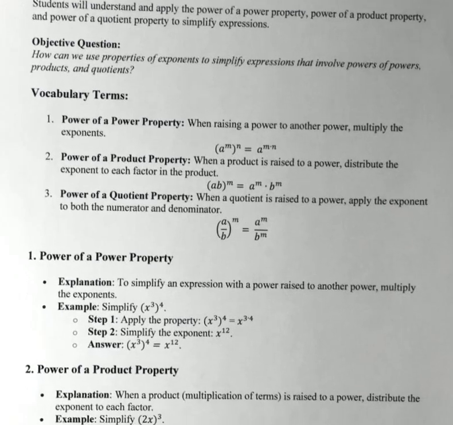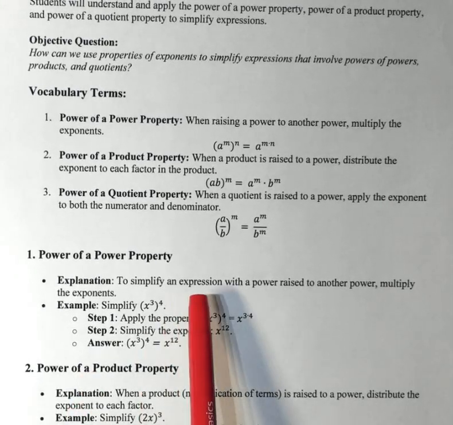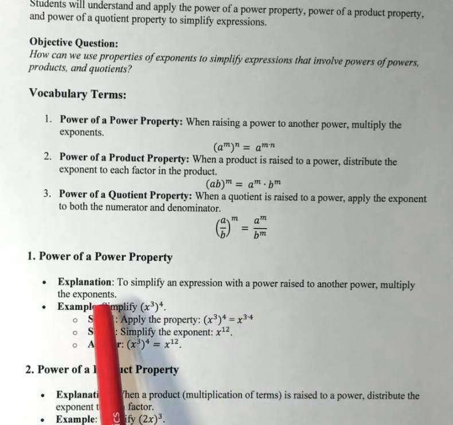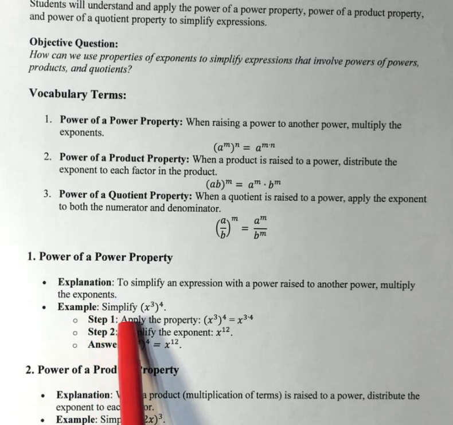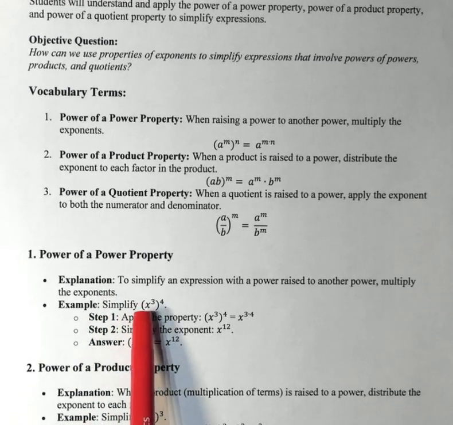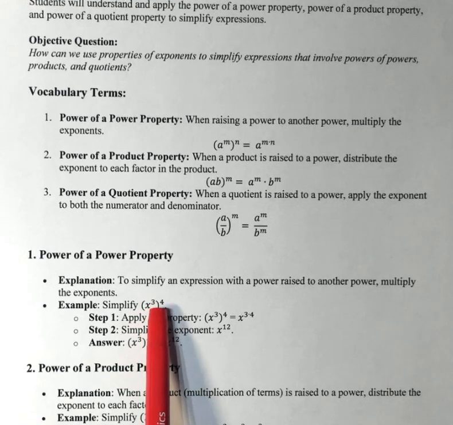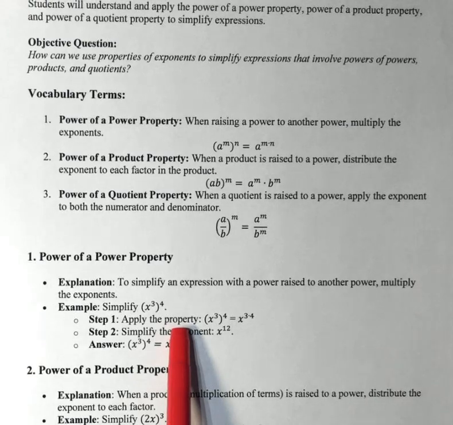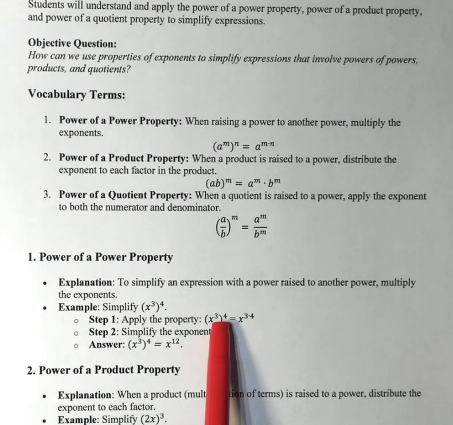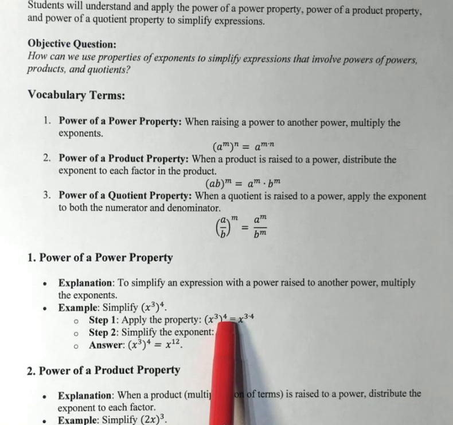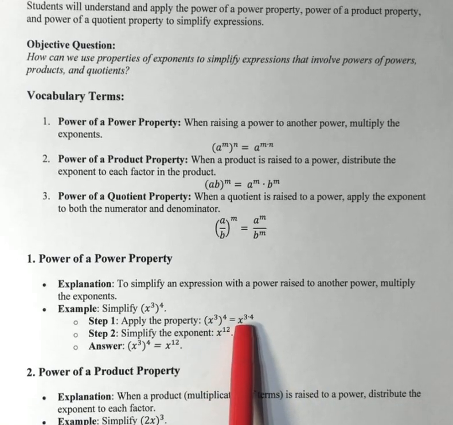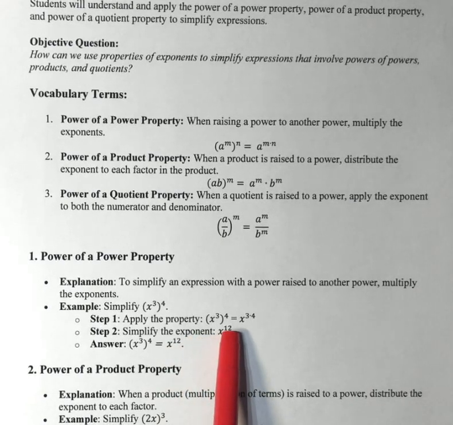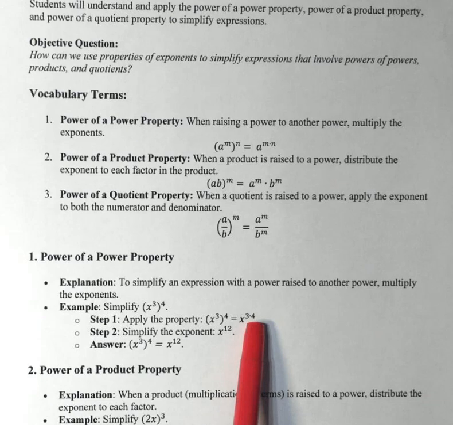So the power of a power property, just to explain what that is, it just simplifies the expression with the power raised to another power. So what we do again is we'll multiply the exponents. And so I have an example here. So if we wanted to simplify x to the power of 3 multiplied by the power of 4, then what we would do is we're going to apply the property by taking x to the power of 3, and then we're going to multiply it by 4. So here's what it would look like after we do that. And then when we simplify that, we now have x to the power of 12 because we multiplied 3 times 4 for us to get 12.